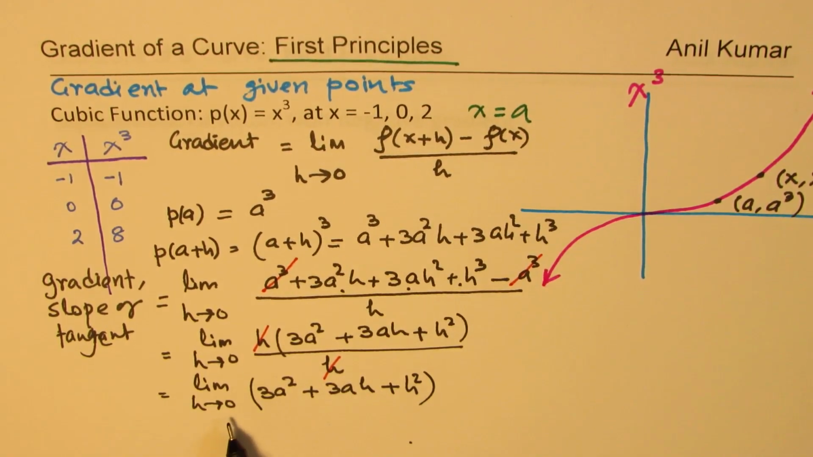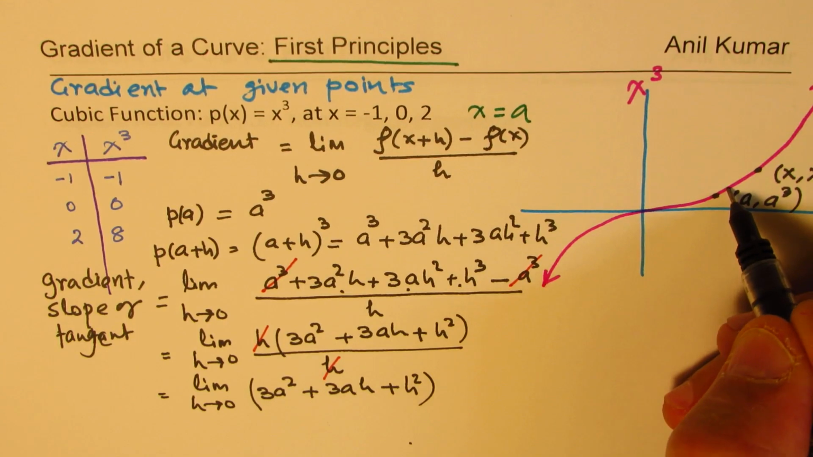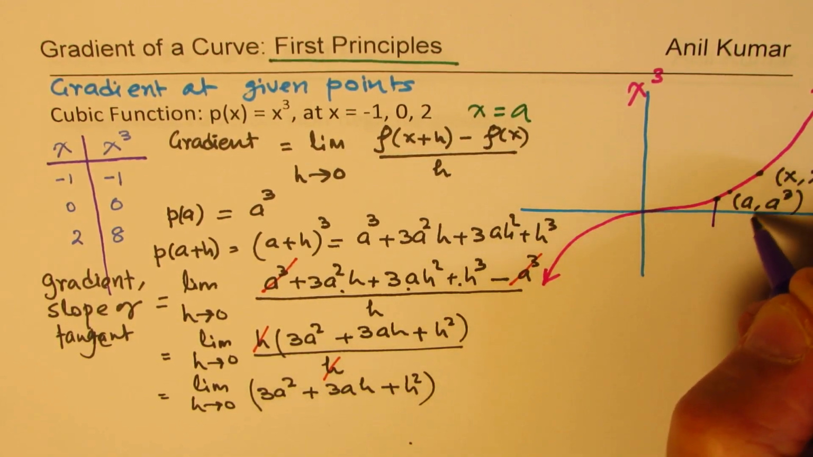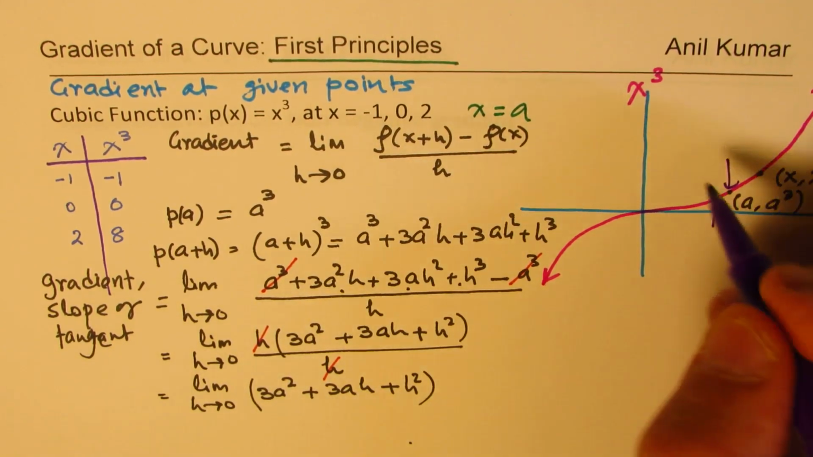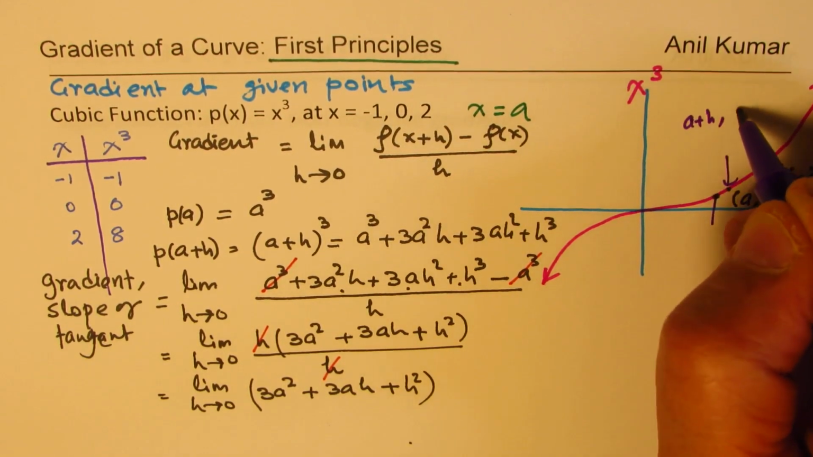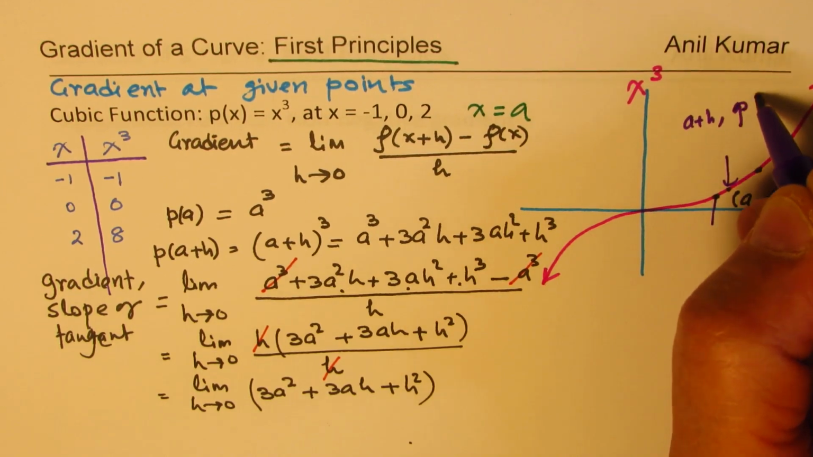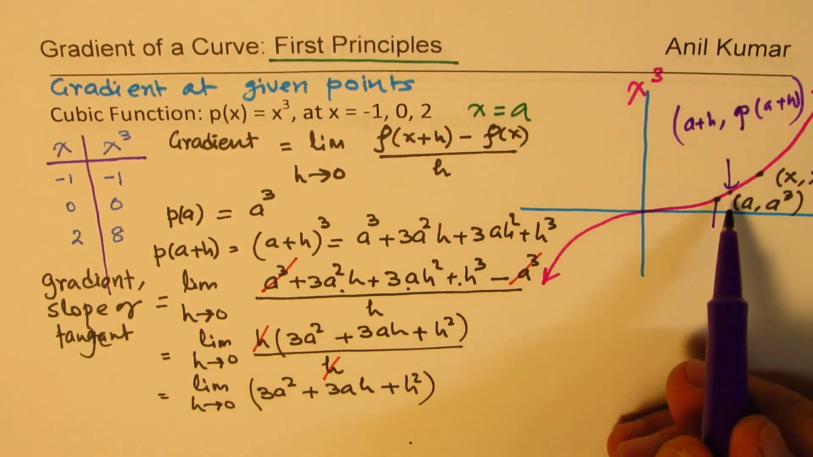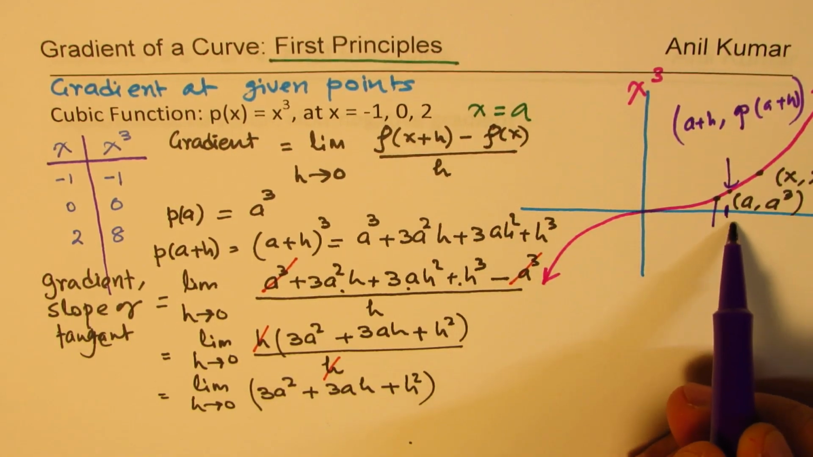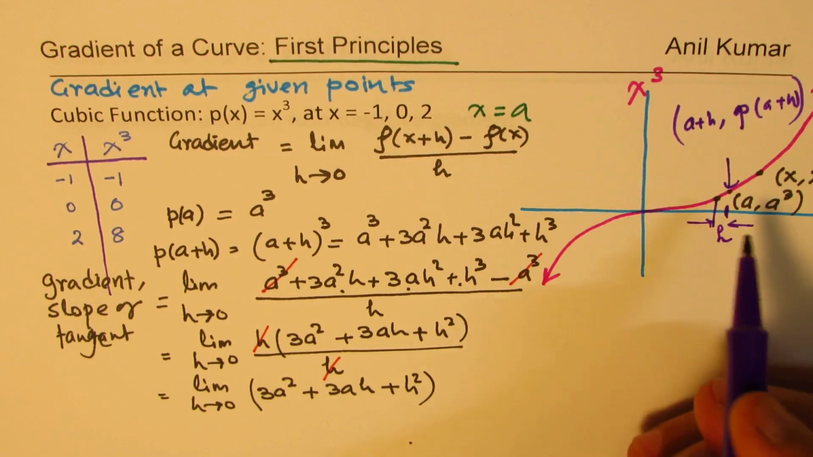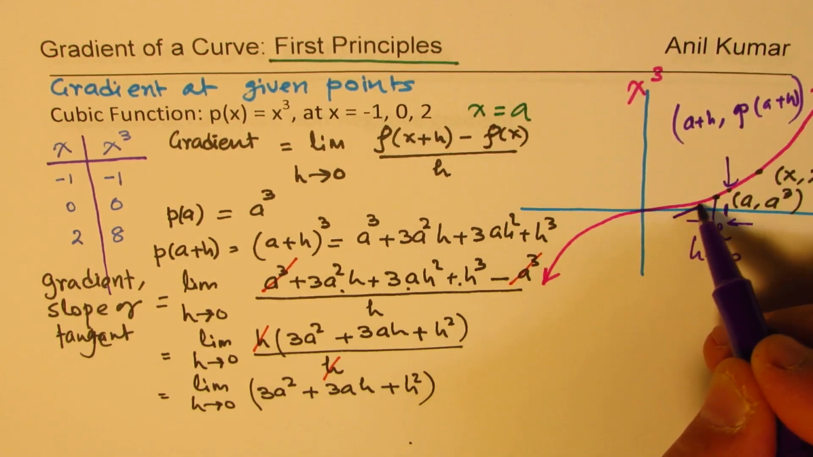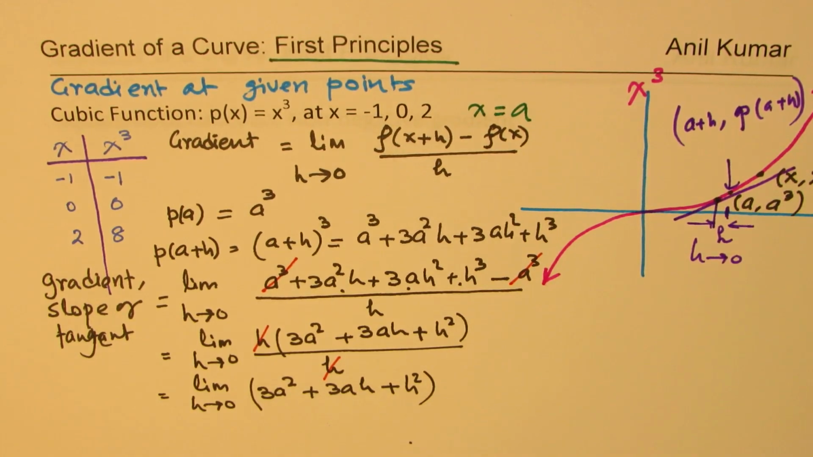Now when h is approaching 0, that means the other point is somewhere here, very close. So we have a point here which is a. So the point here will now be a plus h, with value p of a plus h, correct? So that is this point. Now the difference between these two is h. We are saying h is approaching 0, right? So that gives you the tangent at the given point. You get the idea. Perfect. That is what it is.